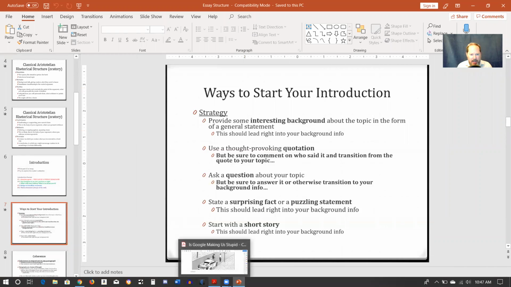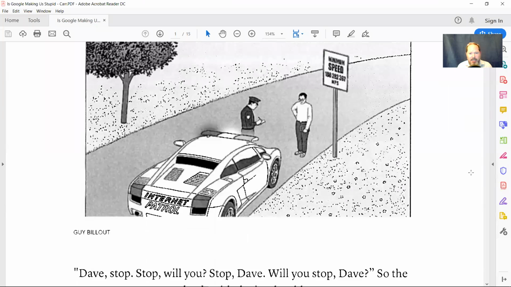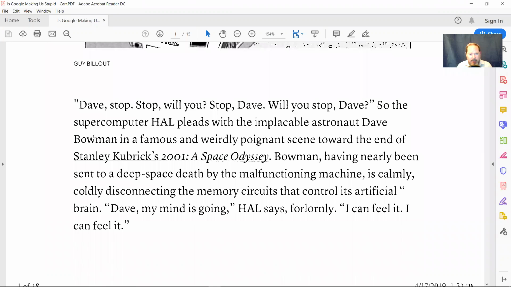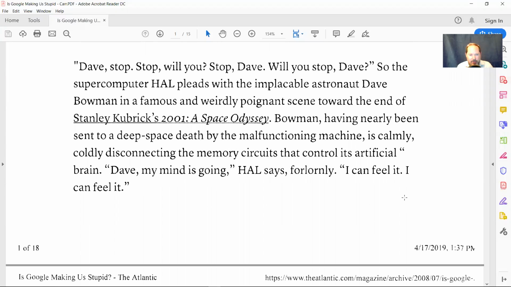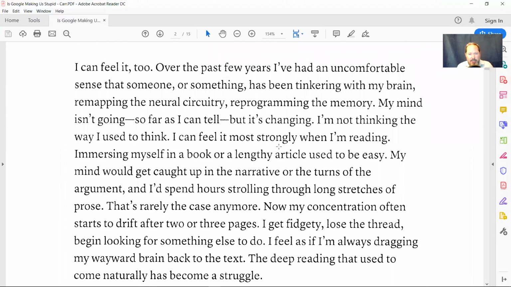You guys in my class, if you're in the English 1A class I'm currently teaching, I had you read Is Google Making Us Stupid? And he starts with this story about Stanley Kubrick's 2001: A Space Odyssey. He's kind of explaining what happened in that story. He quotes the robot HAL 9000, who's pleading for his life. Dave, will you stop? And then it's talking about the malfunctioning machine disconnecting its memory circuits. He says, Dave, my mind is going. I can feel it. He doesn't get into his point or why he's sharing that story until the next paragraph.